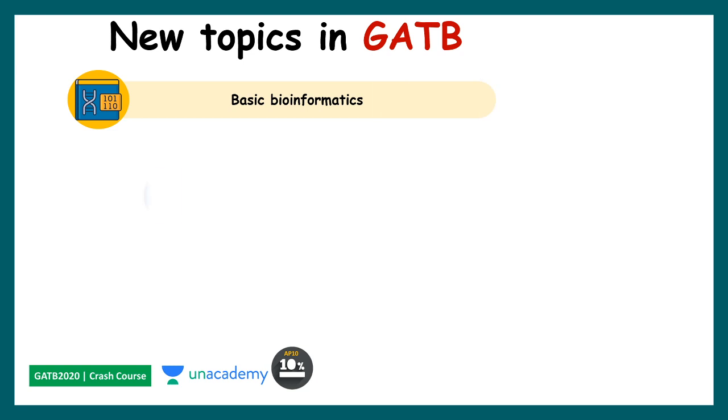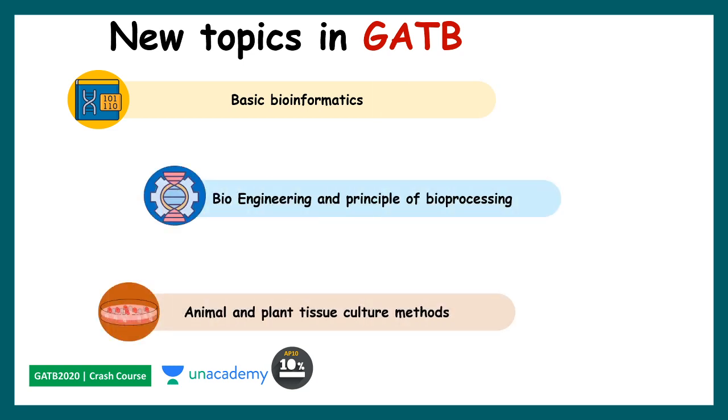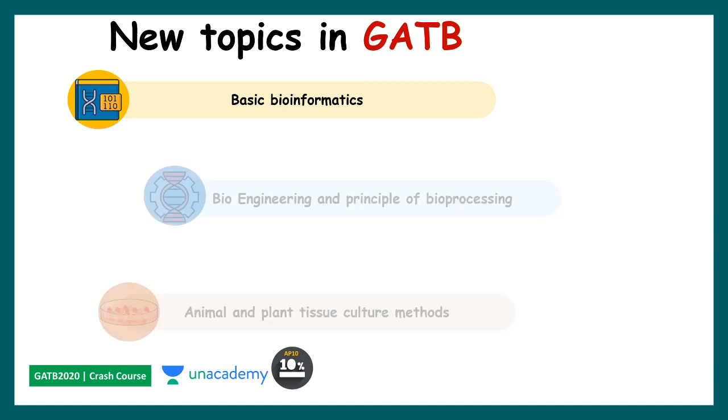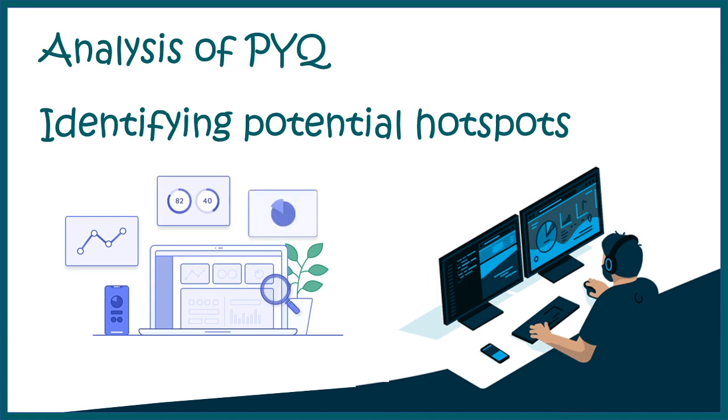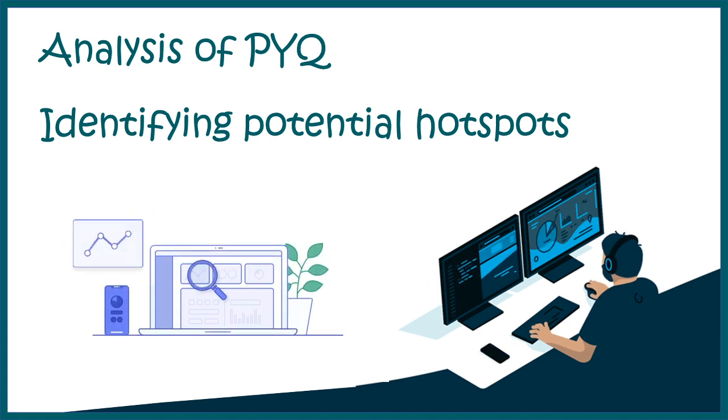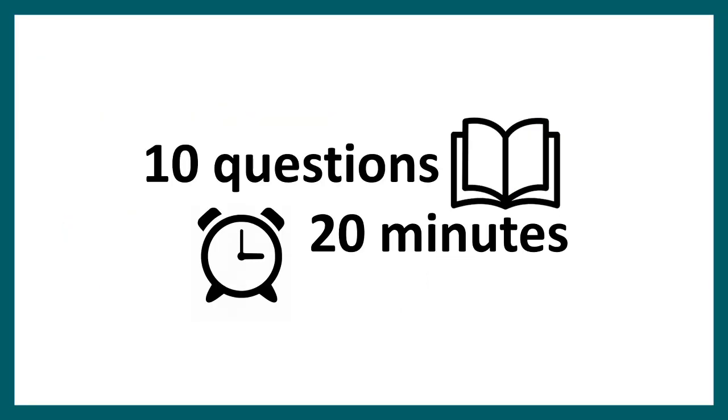So there are three new topics: bioinformatics, bioengineering and animal and plant tissue culture methods. In this video, we'll focus on bioinformatics, and in other videos, I have already covered the other two topics. Don't forget to check out all the playlist. But after analysis of previous year questions and identifying the potential hotspots, I've come up with 10 questions which would take 20 minutes of your time. So stay tuned till the end of this video. These 10 questions might give you a very deep insight into what you might expect in the exam.